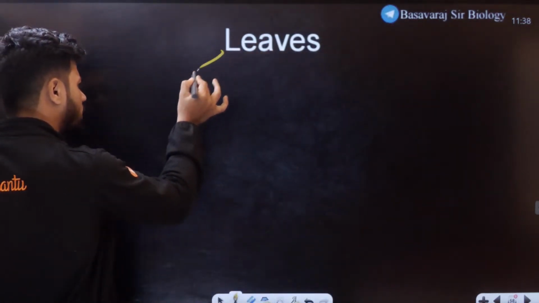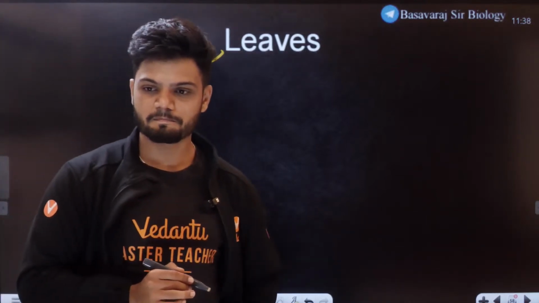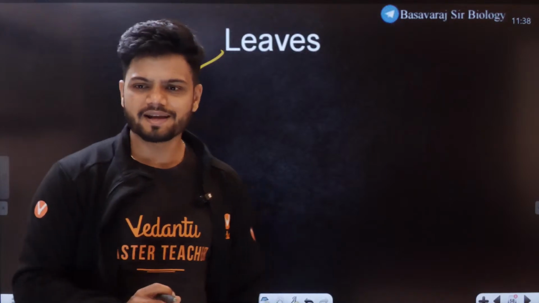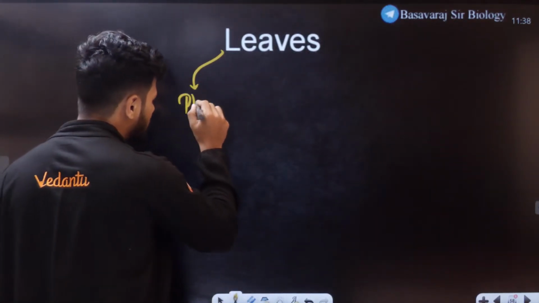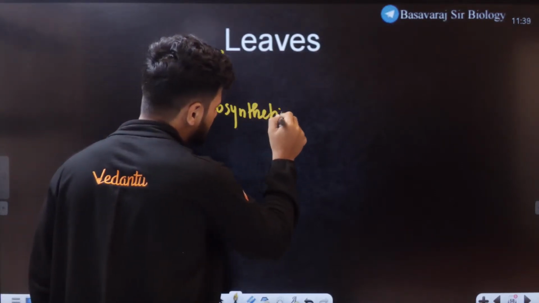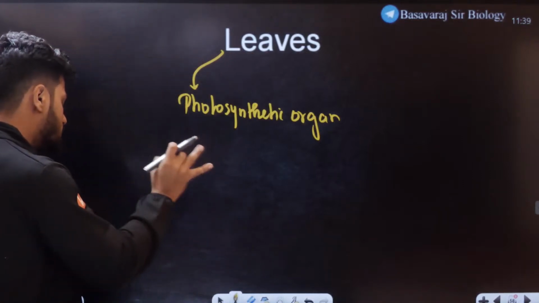Students, in the case of a plant, is the leaf an organ? Yes, NCERT is more than enough. You watch my lecture, NCERT is more than enough. Leaf is an organ. Leaf is a photosynthetic organ.